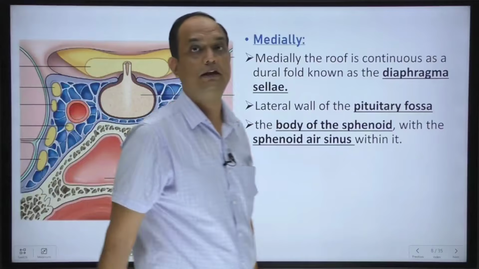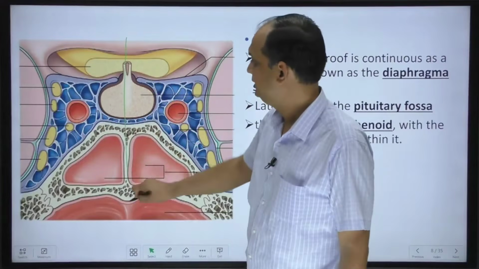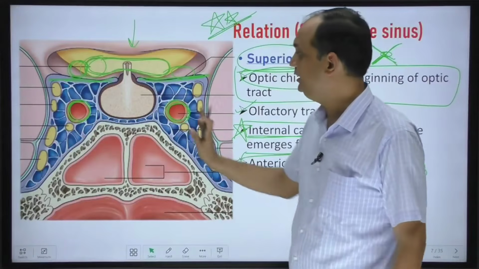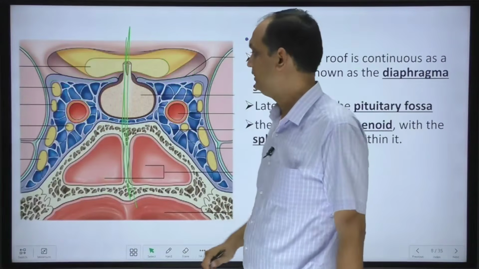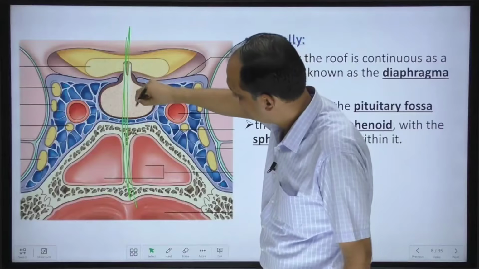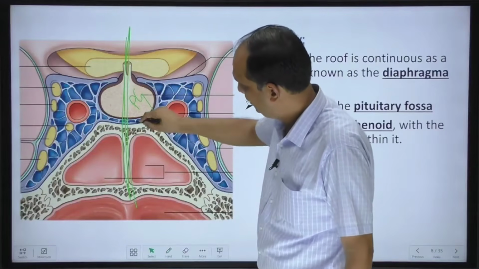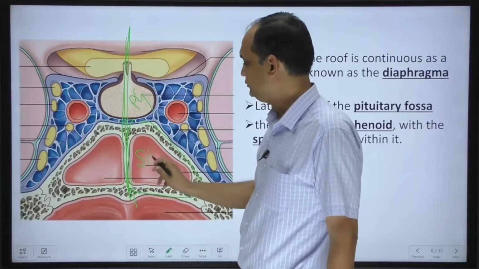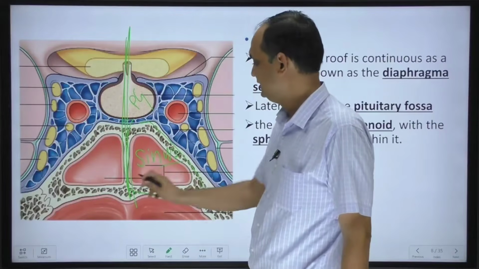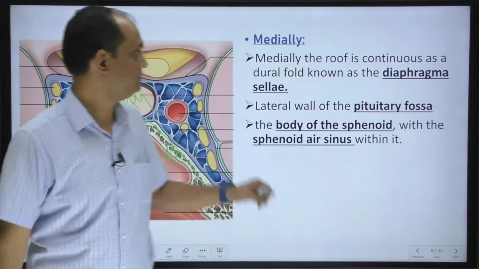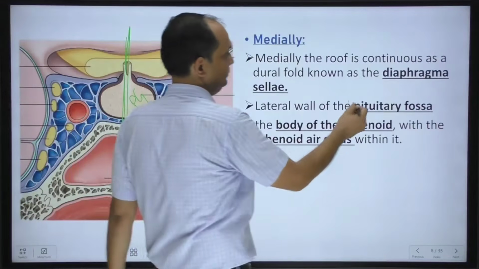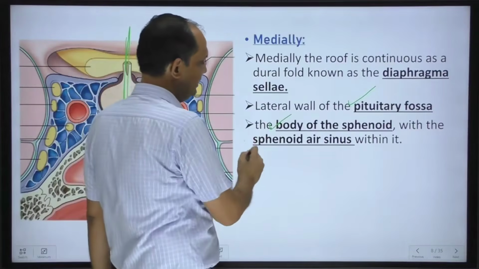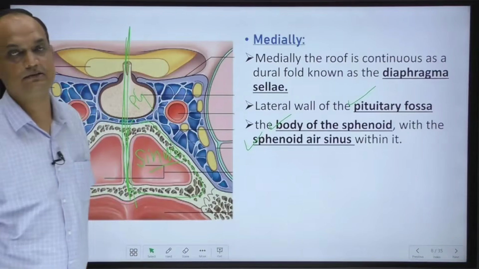The next is medial relation. Now what do you mean by medial relation? This is the midline and this is your medial wall. So anything which is medially present is known as medial relation. Here this is the pituitary gland, below it the body of sphenoid, and what do you have in the body of sphenoid? The air space, that is the sinus. Clear? So what are the medial relations? Medial relations are the pituitary fossa, which has the pituitary gland, the body of sphenoid, and in the body you have the air sinus.